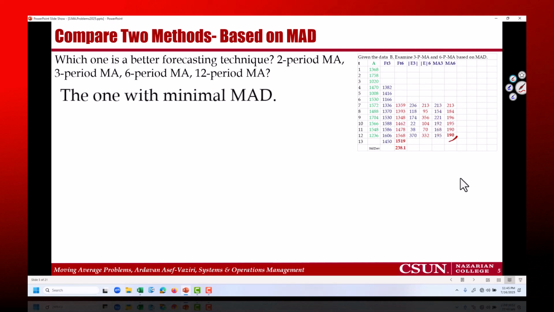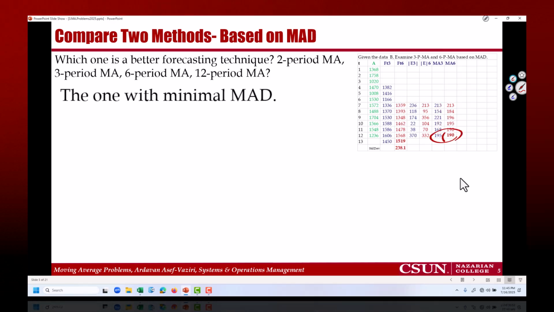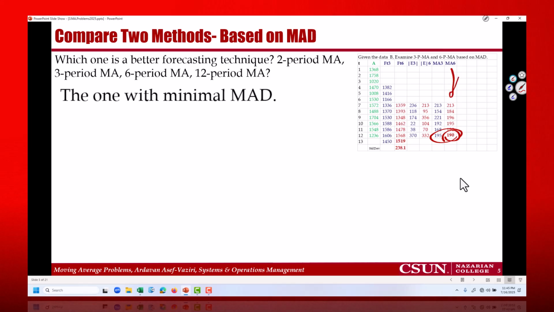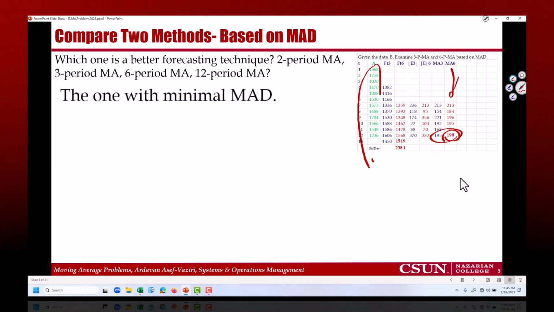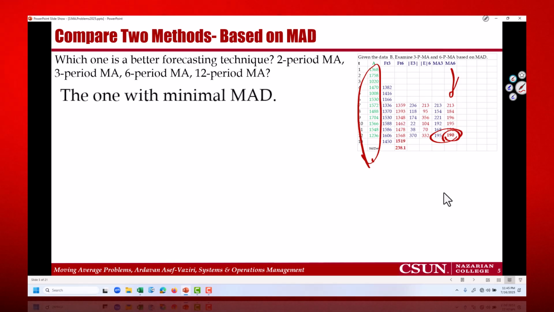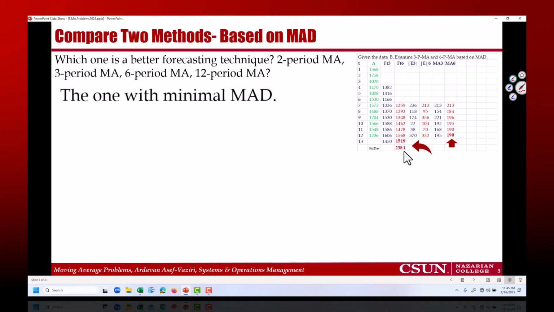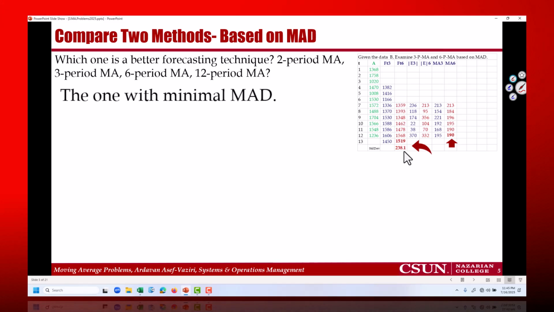Now, if I compare these MADs, this one is lower. So 6-period moving average is the better forecasting technique for this data. And then my forecast for next period is 1590. And my standard deviation of forecast is 1.25 multiplied by 190, which is 238.